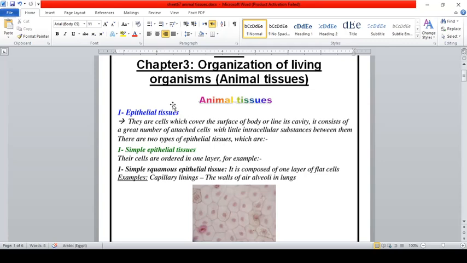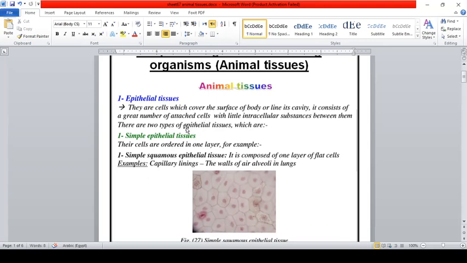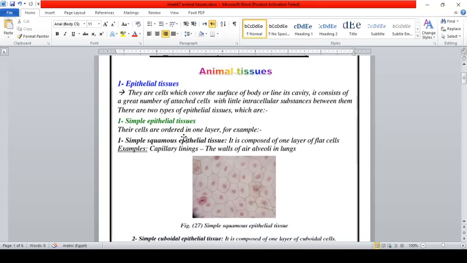So let's start with the simple epithelial tissue. The simple epithelial tissue is one layer of cells, and we have three types of simple epithelial tissue. We have the simple squamous epithelial tissue. Squamous means flat cells, so it is composed of one layer of flattened cells, like that in this picture, and we can find it in the blood capillary lining and the walls of the air alveoli in the lungs.